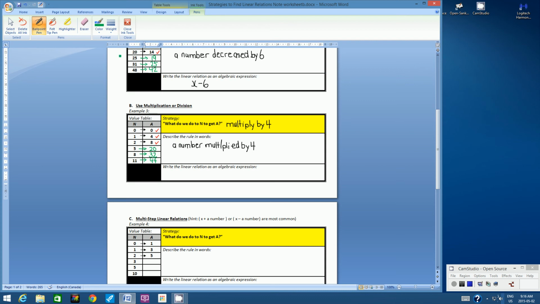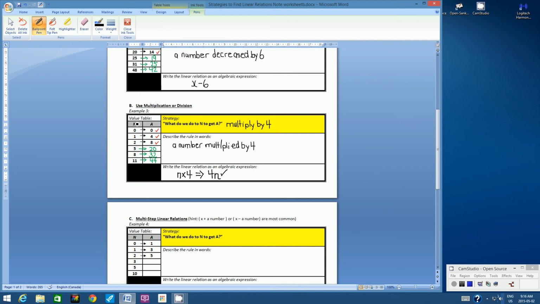Okay. So hopefully, if you know what you're doing by now, you're on this section. Write the linear relation as an algebraic expression. Now, the tendency is to do something like this. Okay? But we know by now our rules of algebra do not let us write an algebraic expression like that. So we have to fix this and clean it up to make it look like 4n. Okay? This is the proper way to write this algebraic expression.